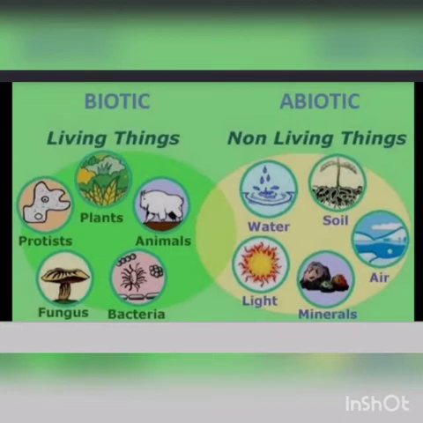Then it includes two components. One is abiotic component, another one is biotic component. Living things such as plants and animals are known as biotic components. Then non-living things like land, air, rock, light, water, minerals. These non-living things are also known as what? Abiotic components. So the natural environment has two components: one is biotic, another one is abiotic.